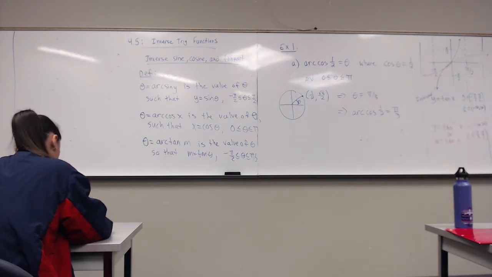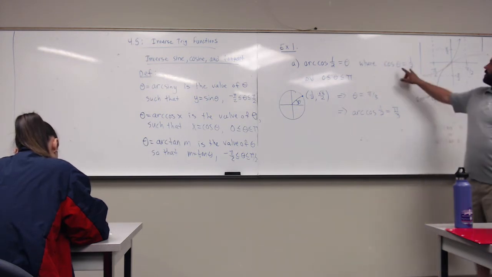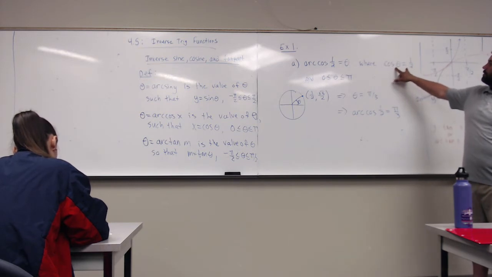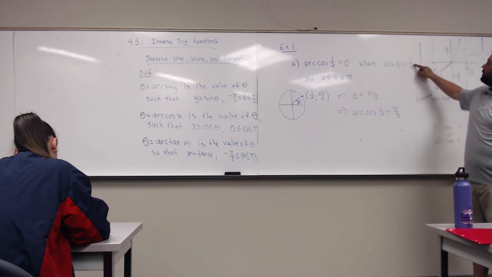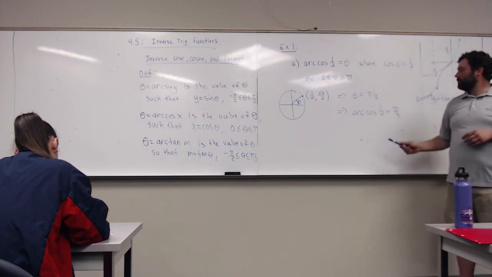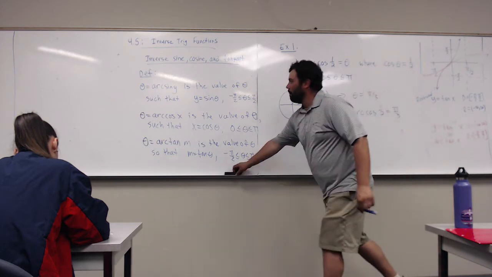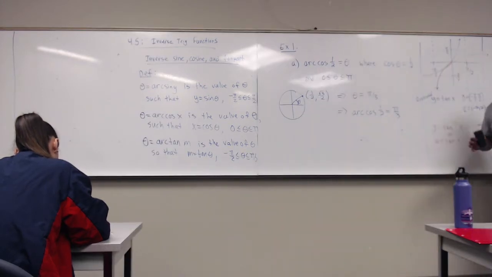That's it. So always call the output of your arc cosine, arc sine, or arc tangent some angle theta. And then when you convert back to rewriting that in terms of cosine, we're looking for an angle between 0 and pi so that we get 1/2. Well, the only such angle is pi over 3. That's the value of arc cosine of 1/2. But yes, that is it.